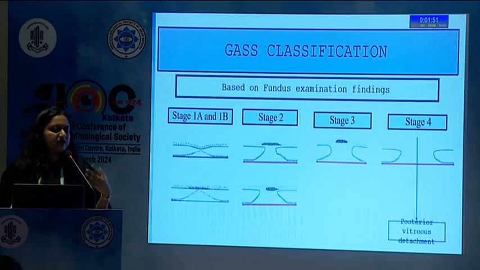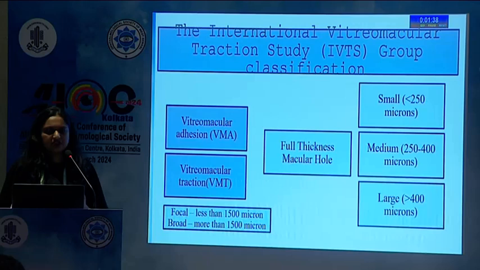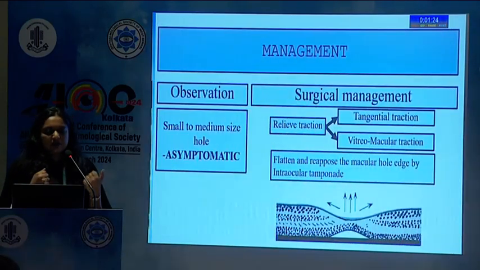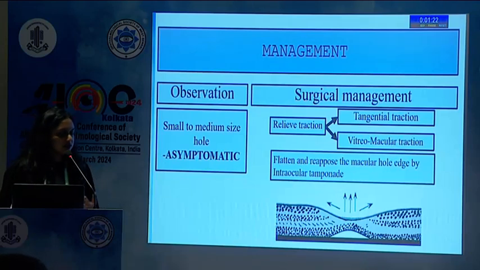So now, once we have diagnosed, we have to classify because we have to further manage the patient. So for classification, there's an older classification, the Gass classification. It's based on fundus examination findings. So we'll be looking into the newer classification, the International Vitreomacular Traction Study. There, we divide the macular hole based on the size and presence or absence of vitreomacular adhesion and traction. So this is the OCT imaging. And further, we plan for management based on this imaging.